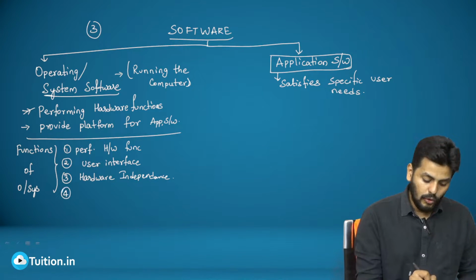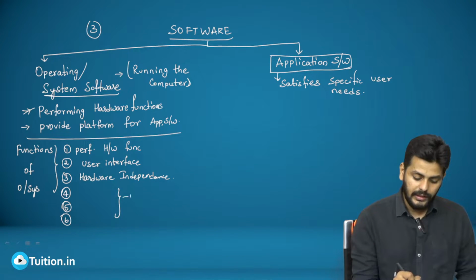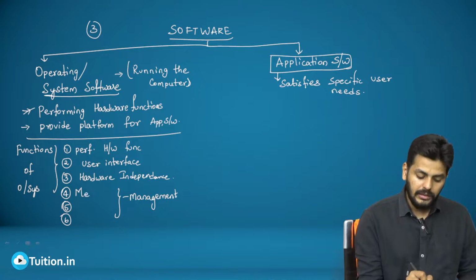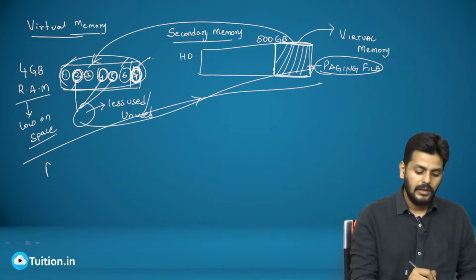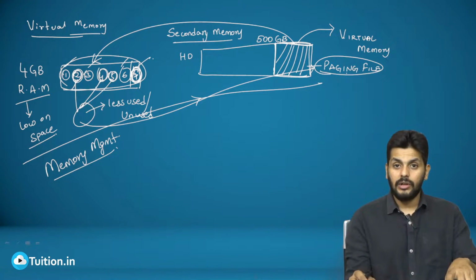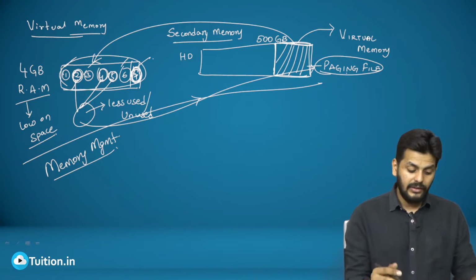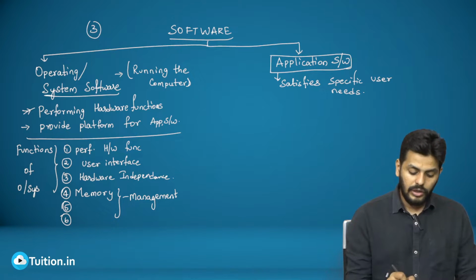Then we have points 4, 5 and 6, which are three things related to management. What will the operating system manage? It manages memory. Memory management is nothing but what you saw here. This entire activity is called memory management, that carving out a portion, when main memory runs low, carving out a portion and making virtual memory available. That is the function of the operating system. That is called memory management.